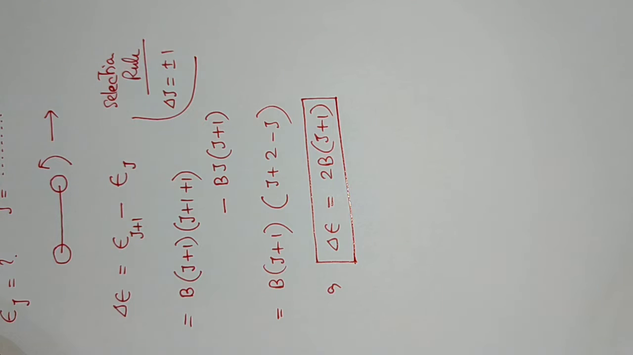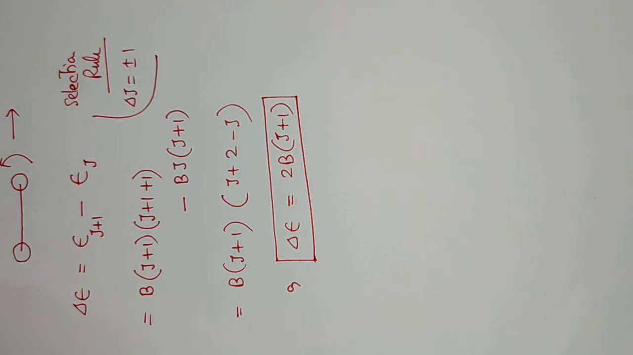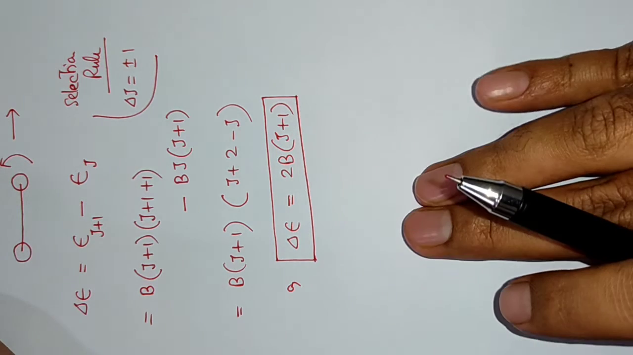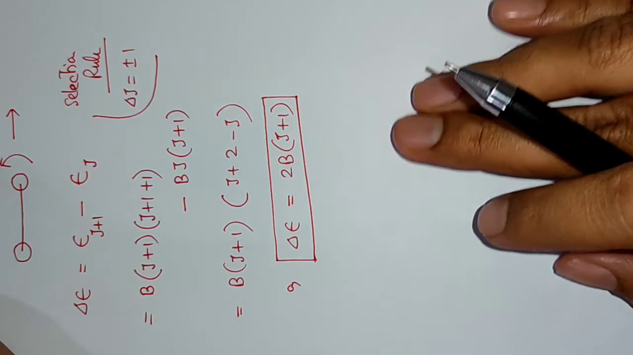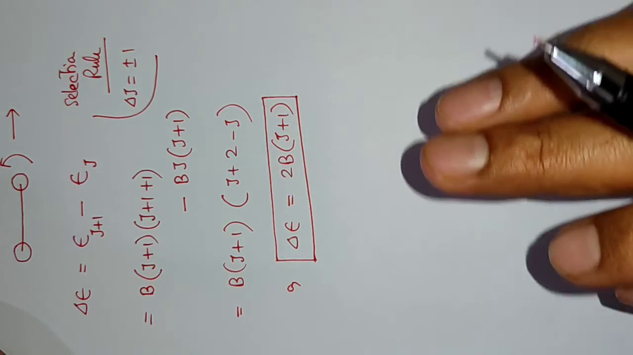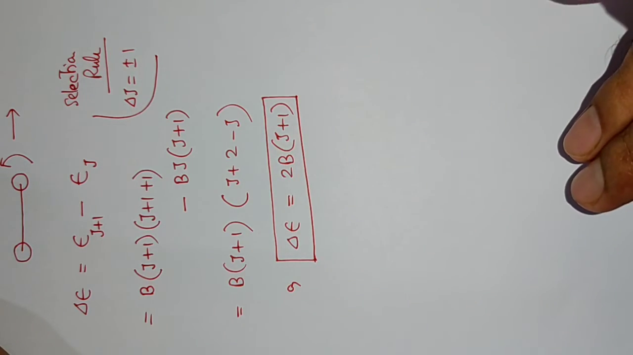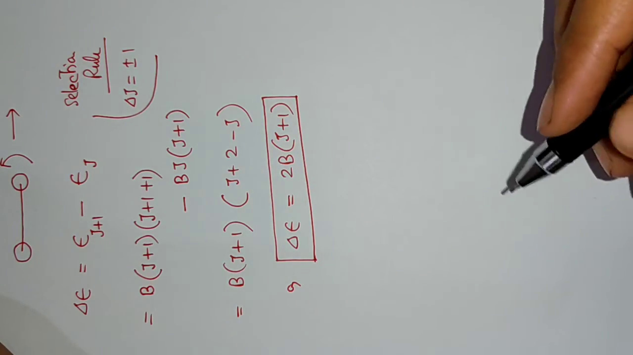Del epsilon will be 2B into J plus 1. Now we have already found out that 2B, 4B, 6B, 8B are the differences in energy in the successive energy levels. So we will check whether this formula is right or not.